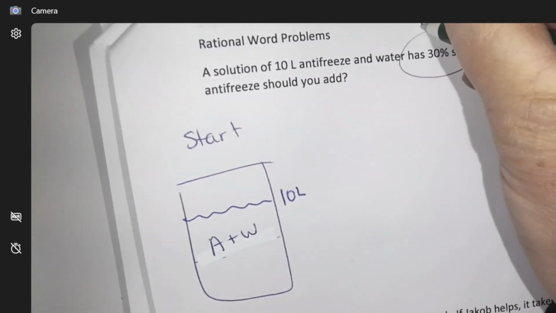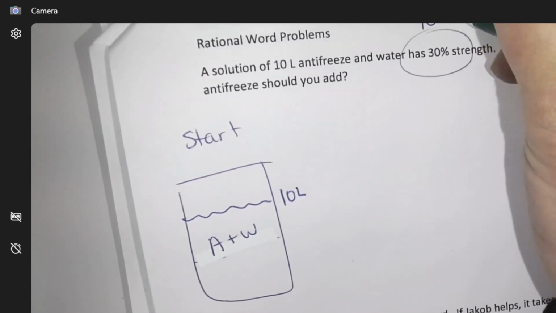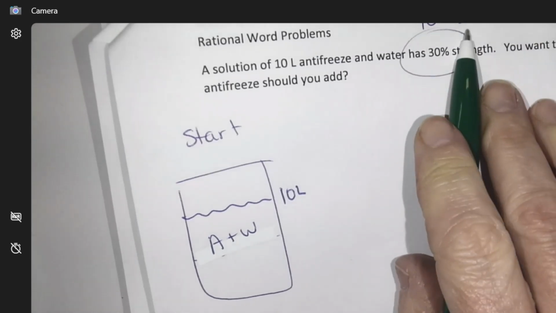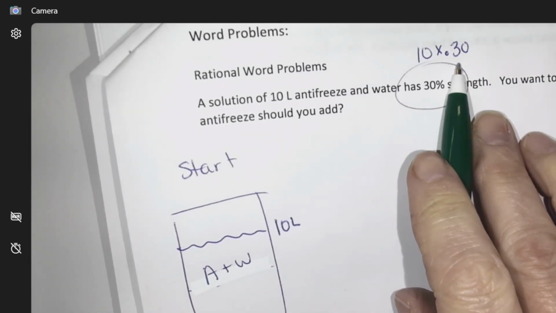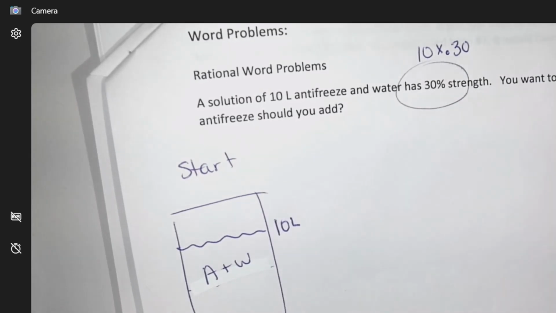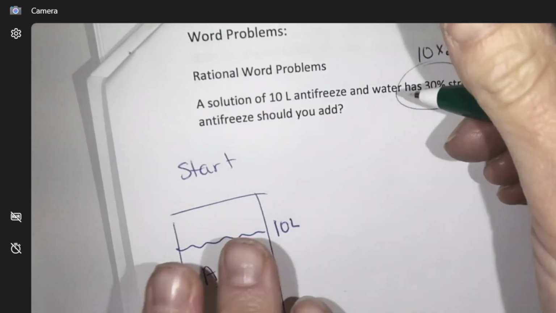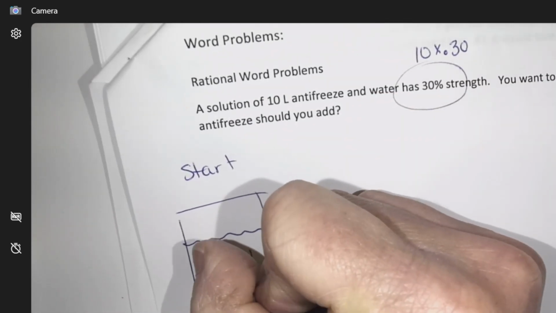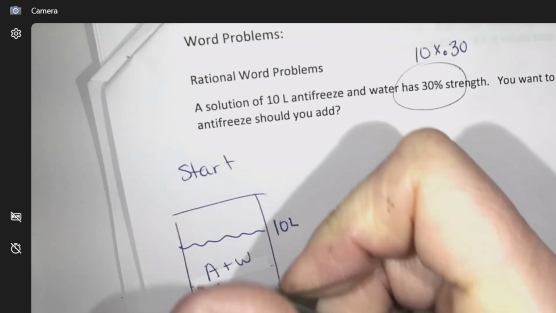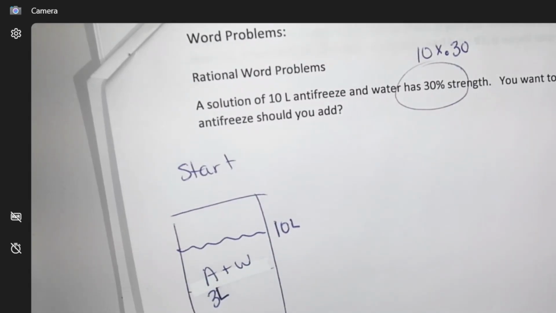So 10 liters times, and then do we know how to do percents as decimals? 0.3. So 10 times 0.3, so we got 3. So there's 3 liters of antifreeze in there. Obviously there's 7 of water, but that doesn't matter.